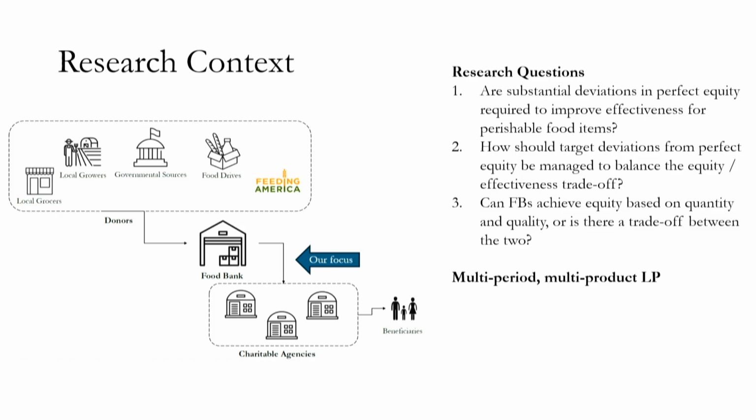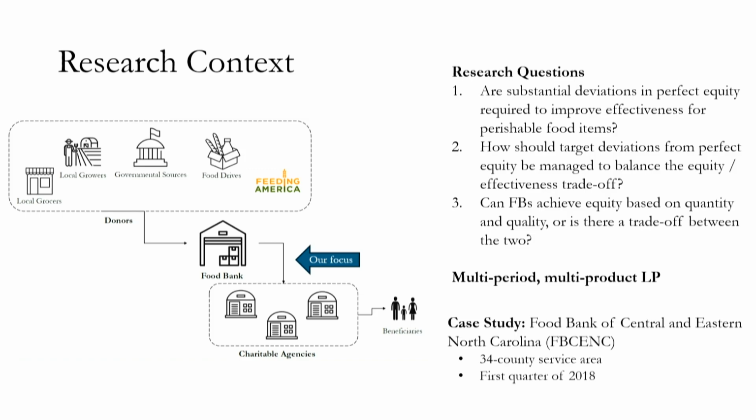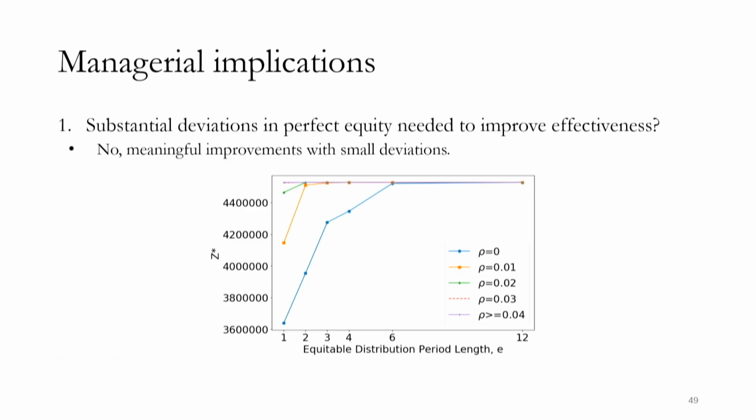So we developed a multi-period, multi-product linear program, and we also compared two different ways of relaxing equity. With one, we aim for small deviations in equity with every distribution, and with two, we look at a solution where the food bank achieves equity over multiple periods rather than every single period. We performed a case study using our partners' data. I'm going to give you some ideas about the insights we received by revisiting our research questions.